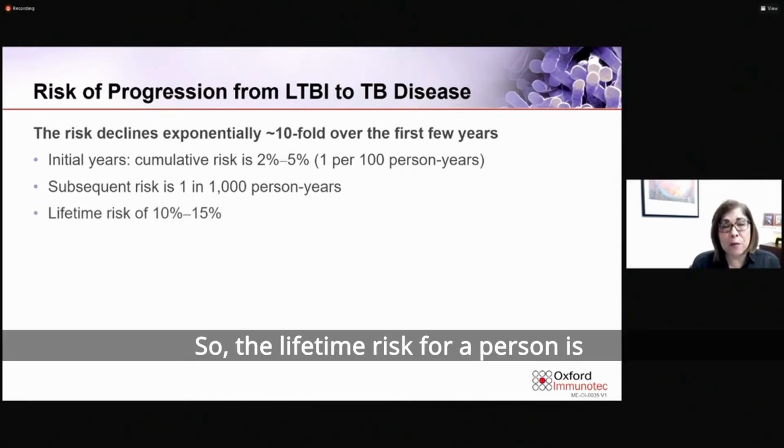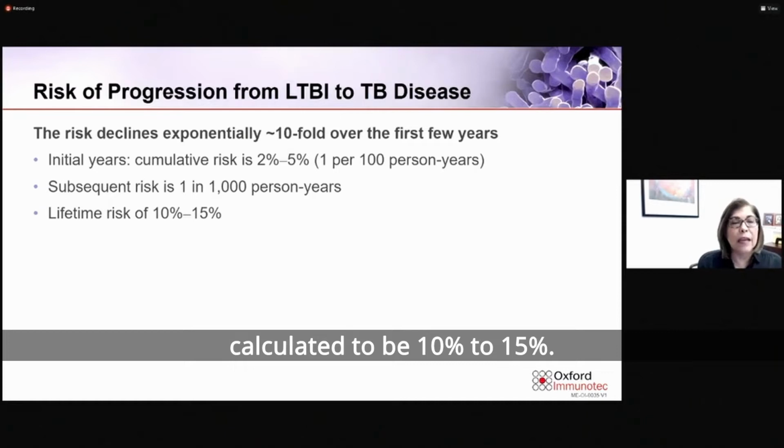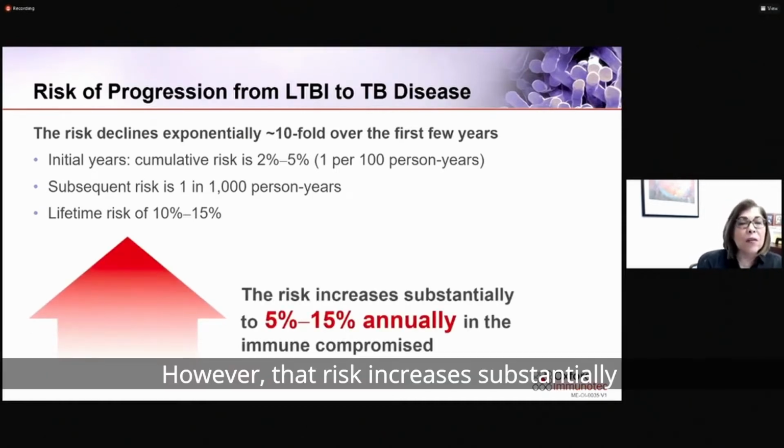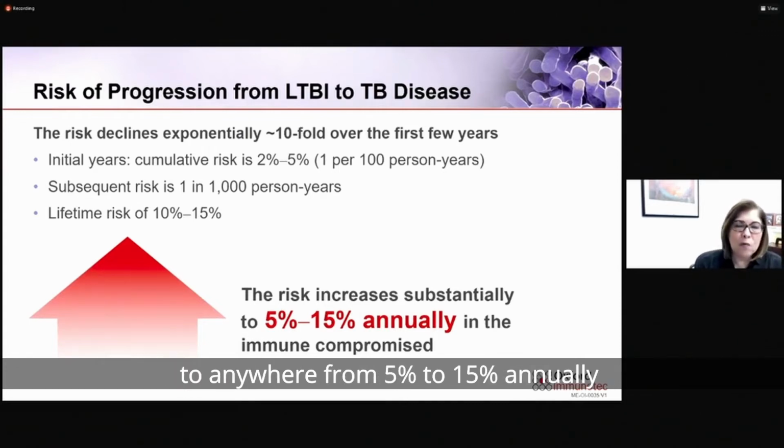So the lifetime risk for a person is calculated to be 10 to 15%. However, that risk increases substantially to anywhere from 5 to 15% annually in the immunocompromised.